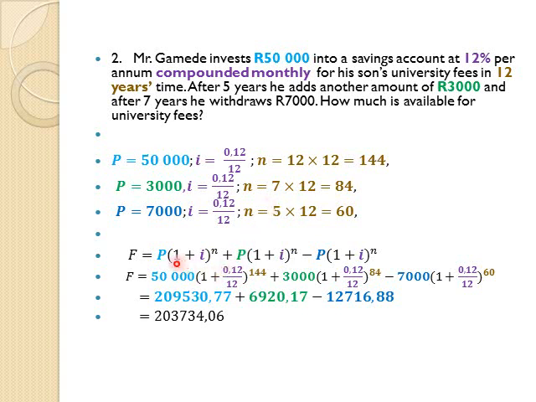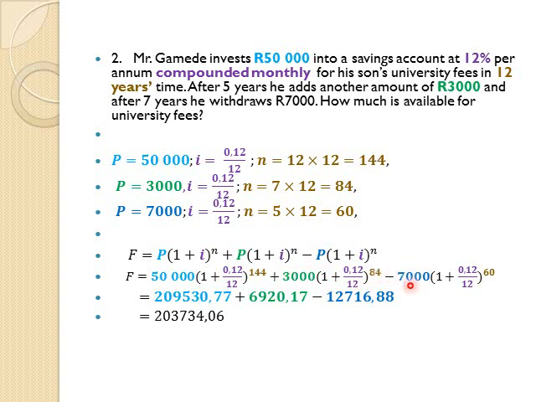So there again, my equation, P(1 + i)^n: 3,000 invested, so plus P(1 + i)^n; 7,000 is withdrawn, so therefore minus P(1 + i)^n. So 50,000, (1 + 0.12/12), 144 for n. 3,000, (1 + 0.12/12), 84 periods. So you see in the 144 and 84, we've included the whole time period for 12 years interest.